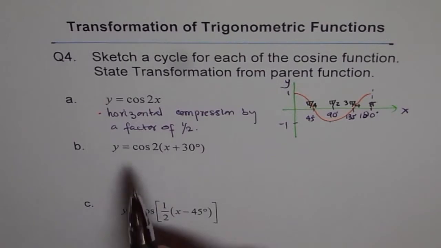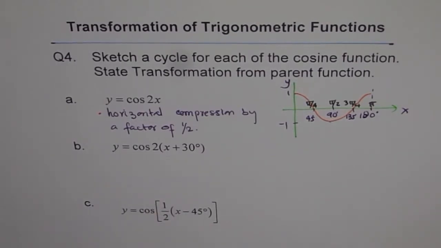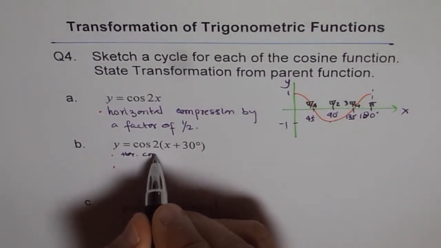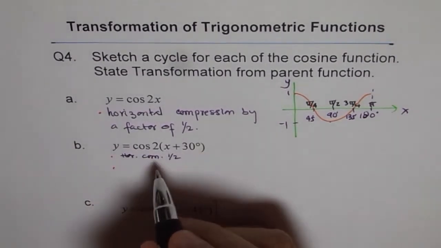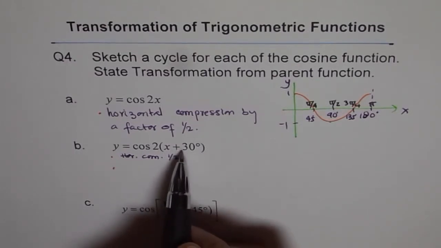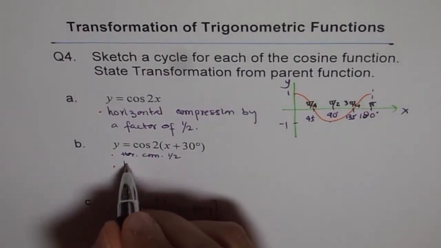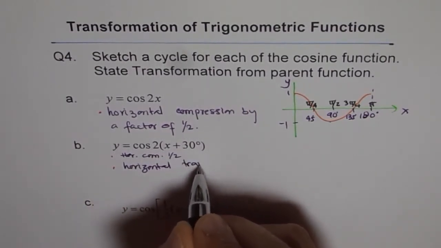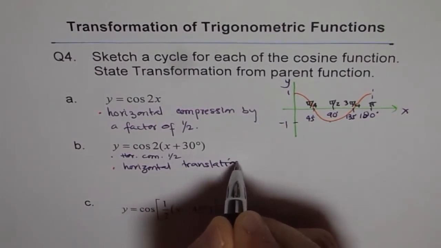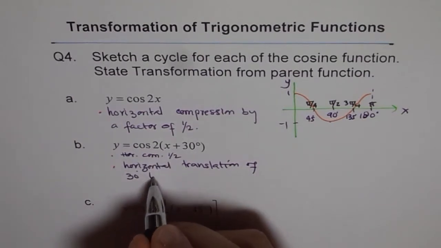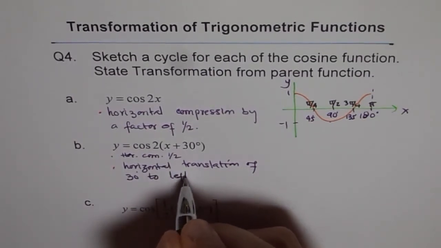Now, Part B. Part B is the same thing: first, it is horizontally compressed by a factor of half. So that's the same thing in short form. In addition to that, we have one more thing, and that is 30 degrees, to which side? That is a horizontal translation of 30 degrees to the left. That is what it is.